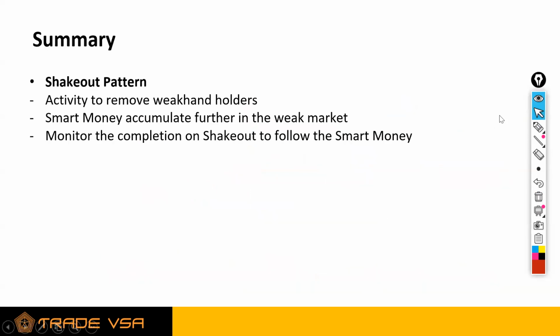Now in summary, the shakeout pattern is an activity to remove weak holders out from the market, and smart money accumulates further in this weak market. That's why step 2 shows that. So the last step is you want to monitor the completion of the shakeout, because this is to ensure that you follow the footprint of smart money.